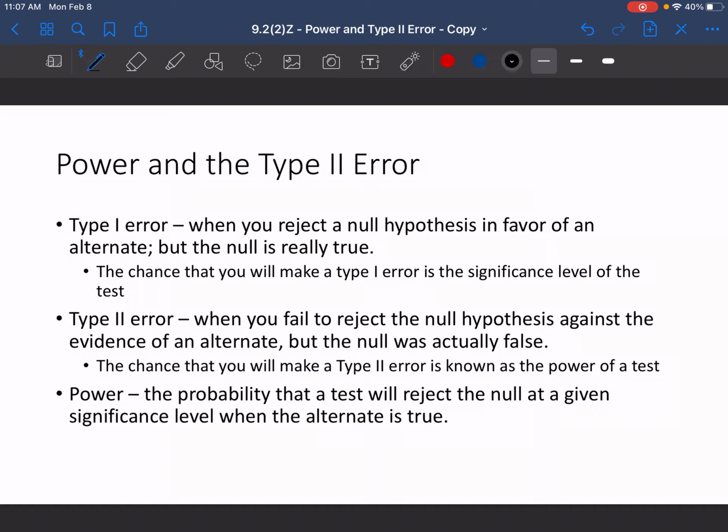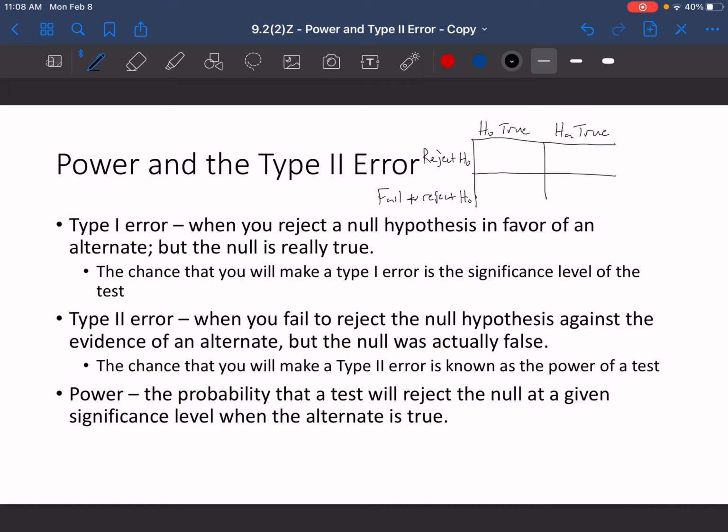A type 1 error, and I'm going to draw a little box here just to make it all make sense. So our type 1 error is when we reject a null hypothesis in favor of an alternate hypothesis, but the null is really true. So again, let's say that our null hypothesis is true on this column, and our alternate hypothesis is true on this column. However, let's say that we reject our null hypothesis for that row and then fail to reject our null hypothesis on this row, right there.